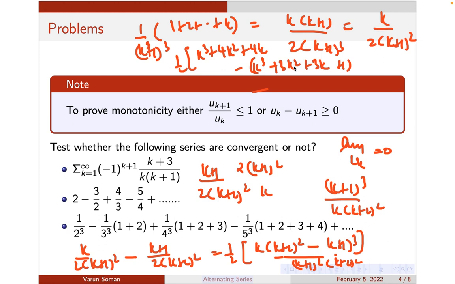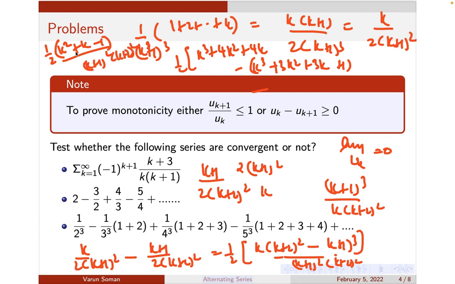4k square minus 3k square will be just k square, and 4k minus 3k just k, so k square plus k minus 1, with the 1 by 2 in front. Please write it to yourself. Divided by the denominator you have (k plus 1) the whole square into (k plus 2) the whole square. Okay, so this is your denominator.